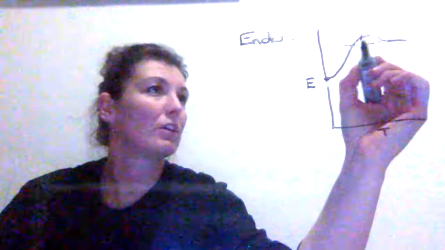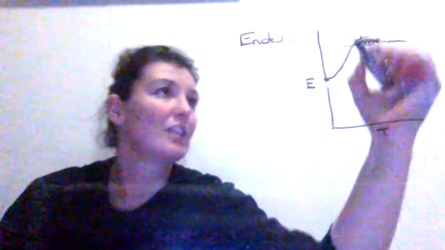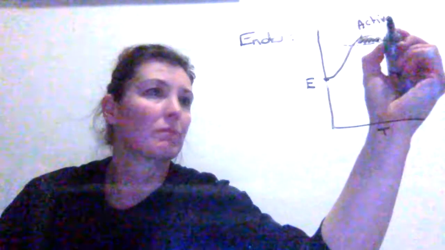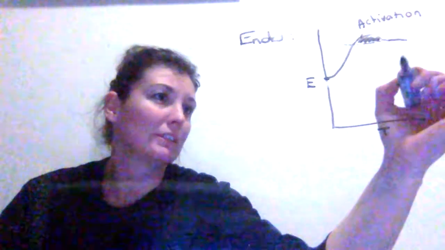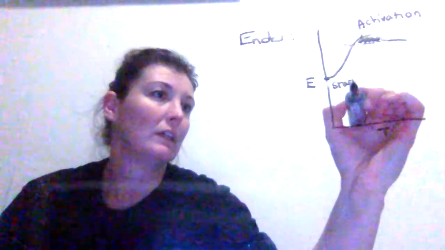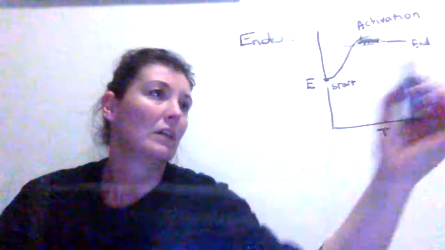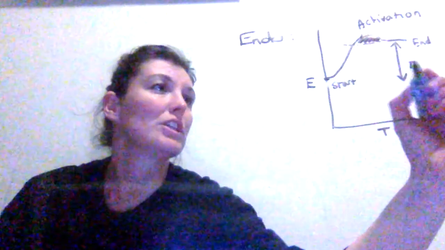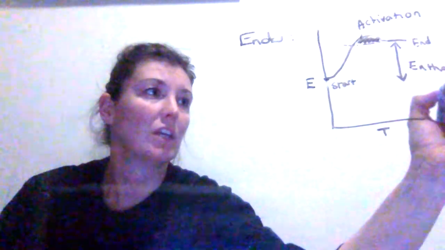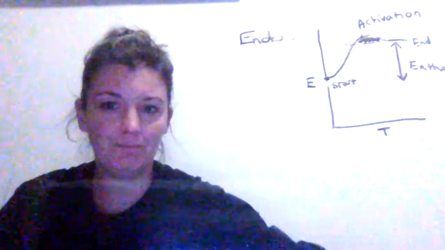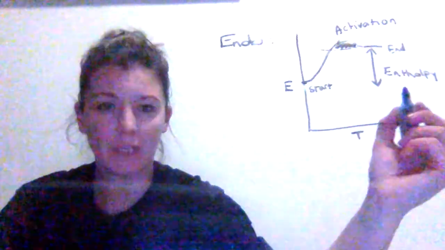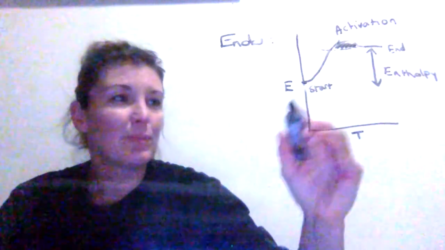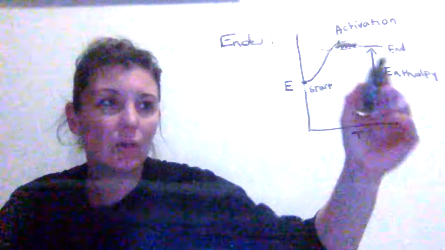Okay, so when we look at this, this amount of energy that I'll color in black is called your activation energy. Okay, so activation energy. This is my end product. So we'll start, and we have the end. And the difference between the start and the end is going to be our enthalpy. So the word enthalpy just means the change in energy. And then when we look at this enthalpy and the change in energy, we will see that at the end we have more energy than we started.